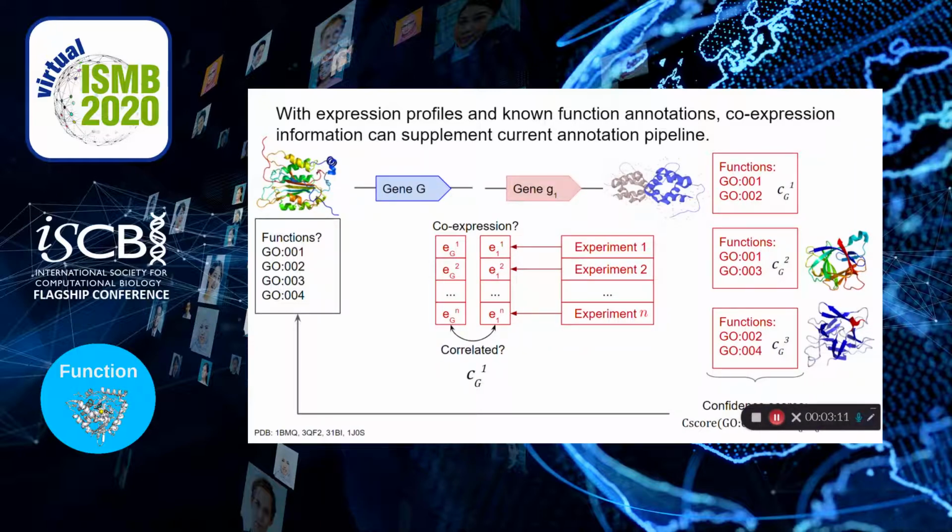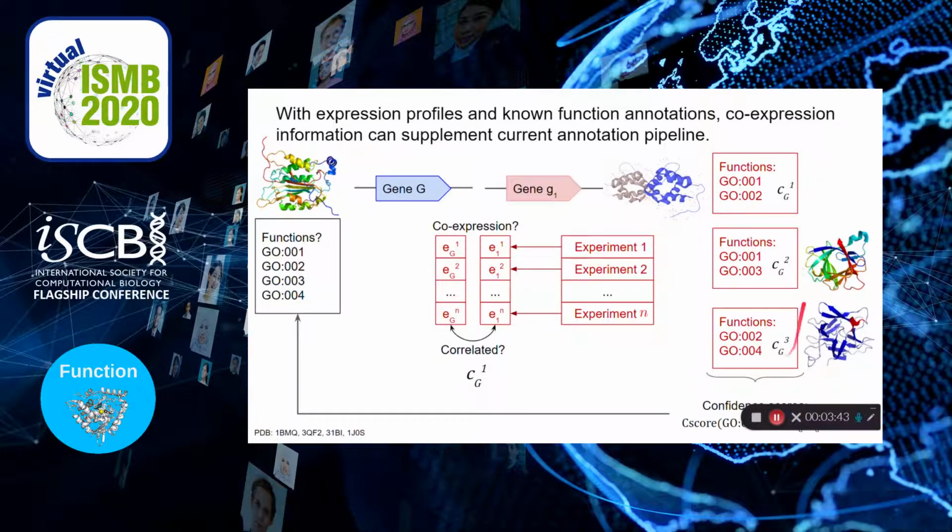between the gene of interest and another gene in the organism. So we can repeat this process for a lot of other genes/proteins in the organism, and each one of them, if annotated with function, we will know what it is annotated with, along with the correlation score that measures co-expression between this gene of known function and the gene of interest.